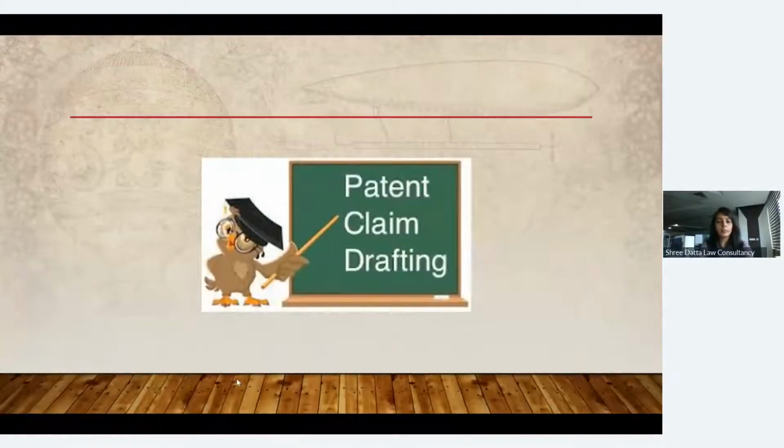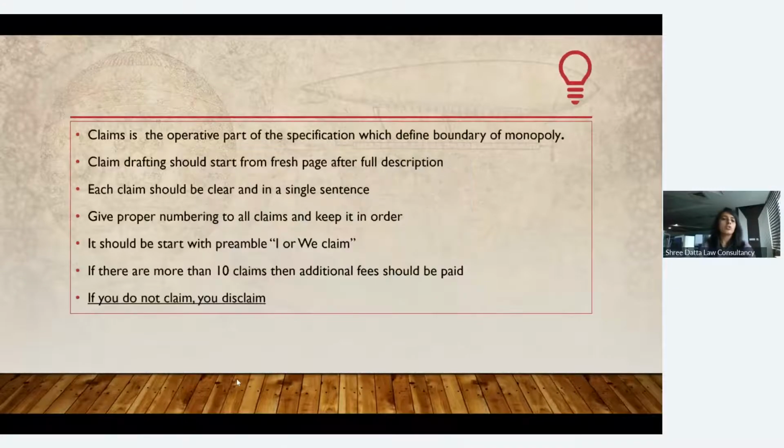Now, related to patent claim drafting. A claim is the operative part of the specification which defines the boundary of the monopoly. A claim draft starts with the phrase "I claim" or "We claim", after the full description. Each claim should be clear in a single line. Give proper numbering and keep it in order, starting with I or We claim based on the number of applicants. If there are more than 10 claims, you have to pay additional fees.